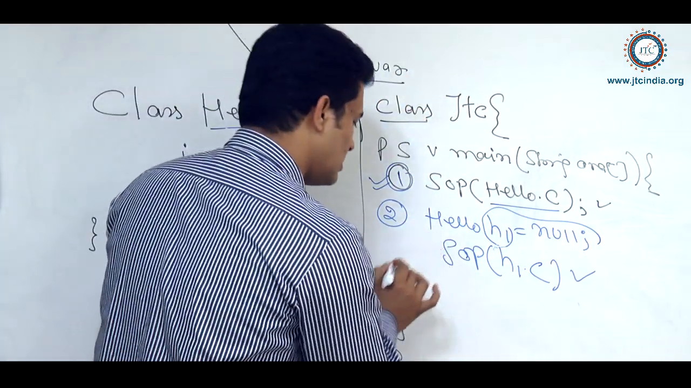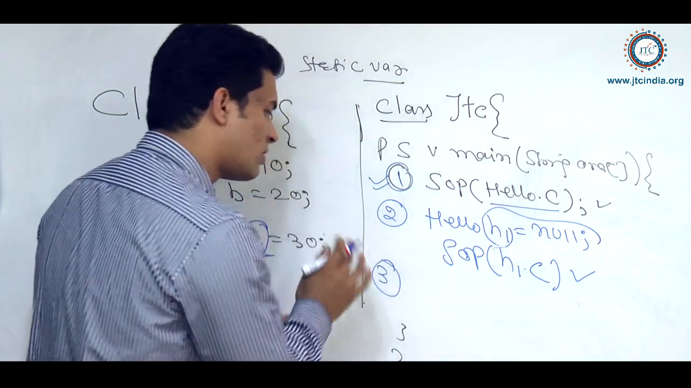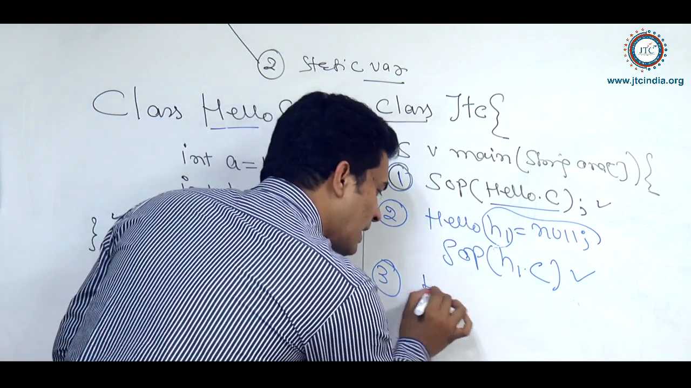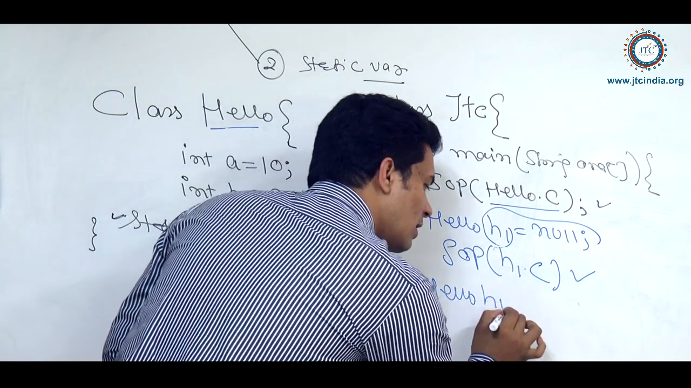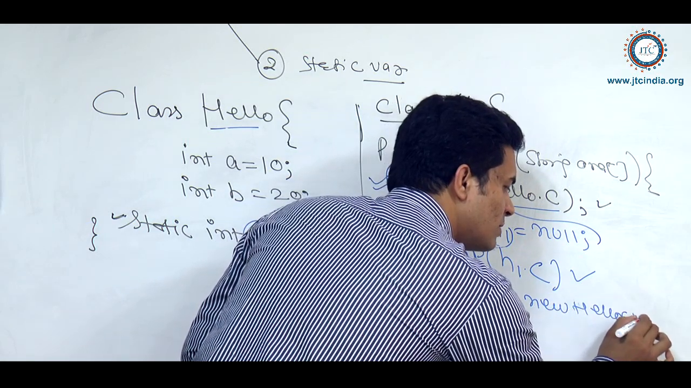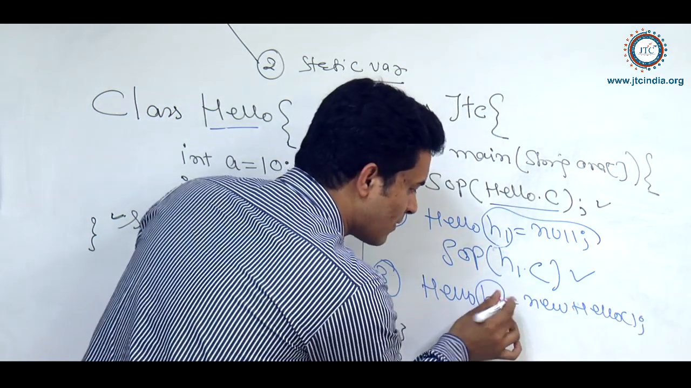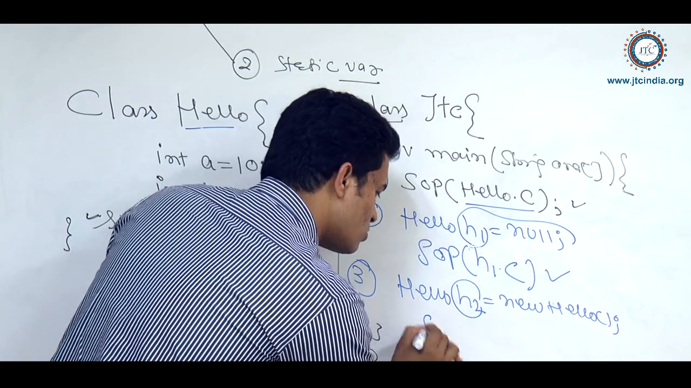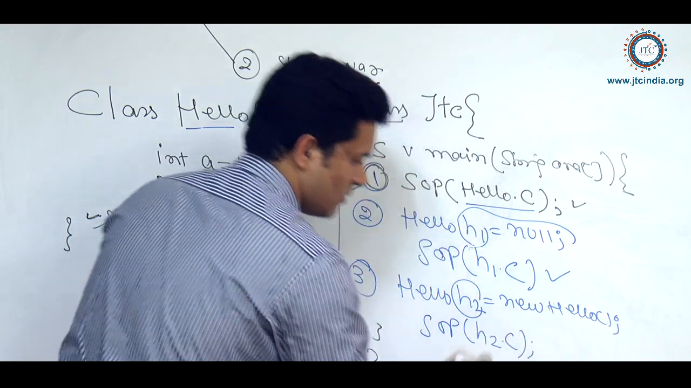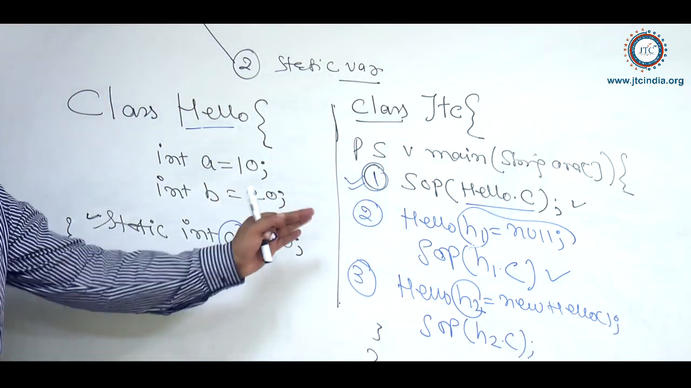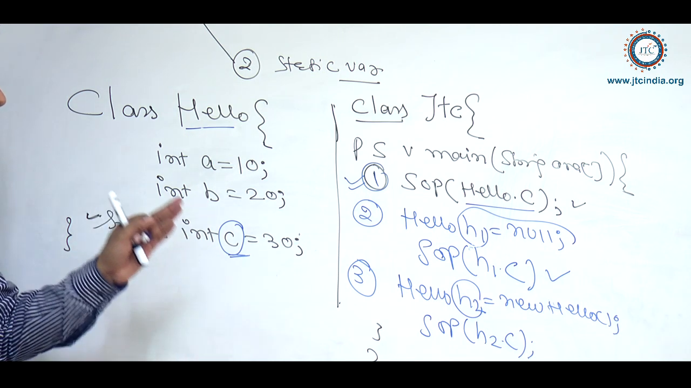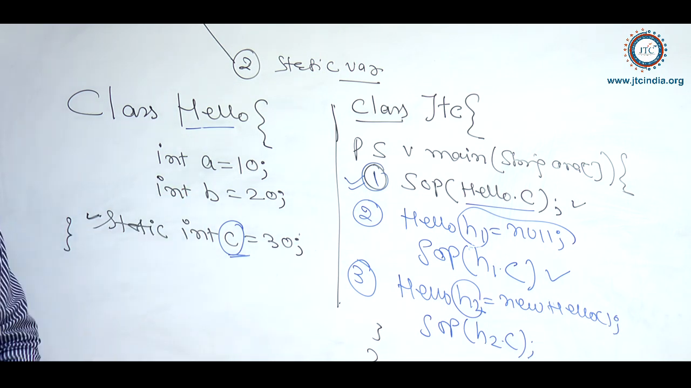The third way to access the static variable is to create the object of the class: Hello h2 is equal to new Hello. You are creating the object of the class, and through this reference variable h2 dot c you can access it, right? These are the three different ways to access the static variables of a class outside the class.